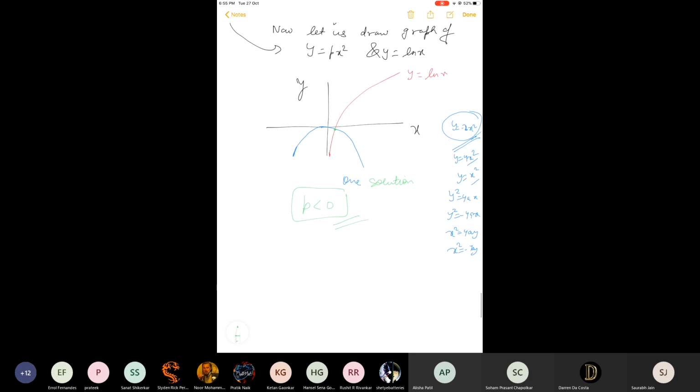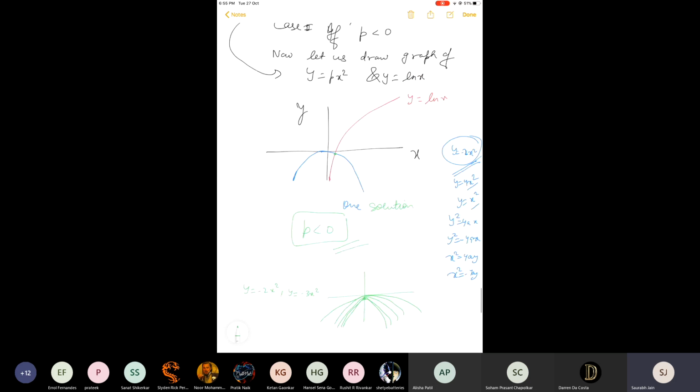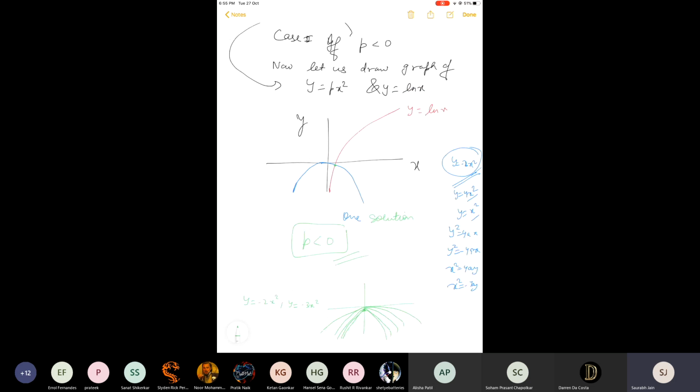One more thing. If you draw a graph of y equals minus 2x square, y equals minus 3x square, all of them will look the same. It will depend whether they are shrinking or stretching. This we have discussed in our transformation of graphs class. So it will not matter whether p is minus 2, minus 3 or any negative number. Ultimately, you stretch it to any extent or compress it, it is going to cut at only one point. Once again, one solution.